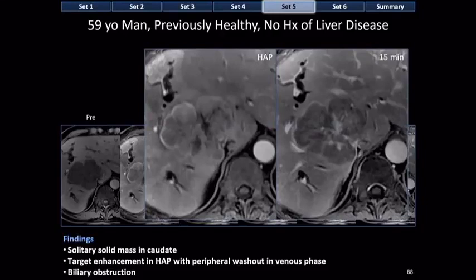So notice that on the arterial phase, the image on your left, yeah, this thing is enhancing diffusely, but the enhancement is mainly on the outside. But more importantly, go to the 15-minute image. And notice that the contrast has made its way from the outside towards the inside and is now puddling in the inside of this lesion.